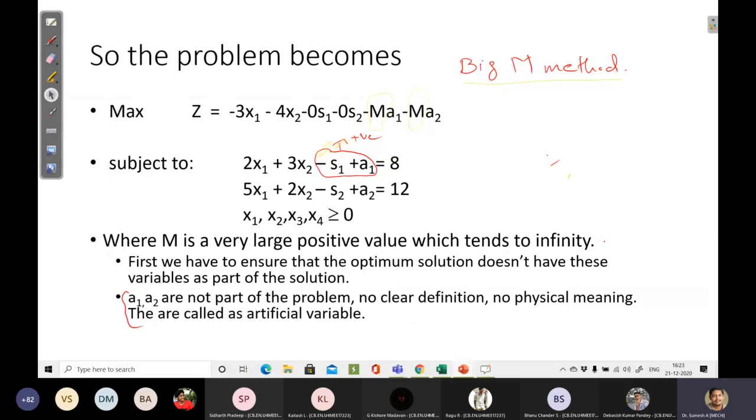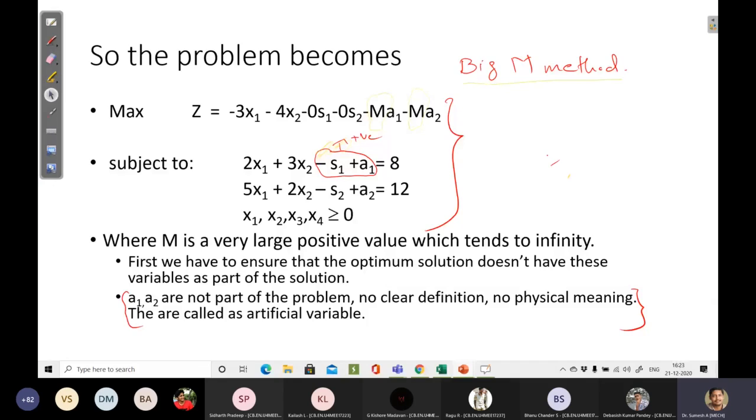So I am converting the problem like this in the case of the Big M method. That is the constraint. I have added the artificial variables a1 and a2 accordingly, and in the objective function they are added as M a1 and M a2. M is a large positive integer value, so that the net effect will become positive. That is the basic objective.